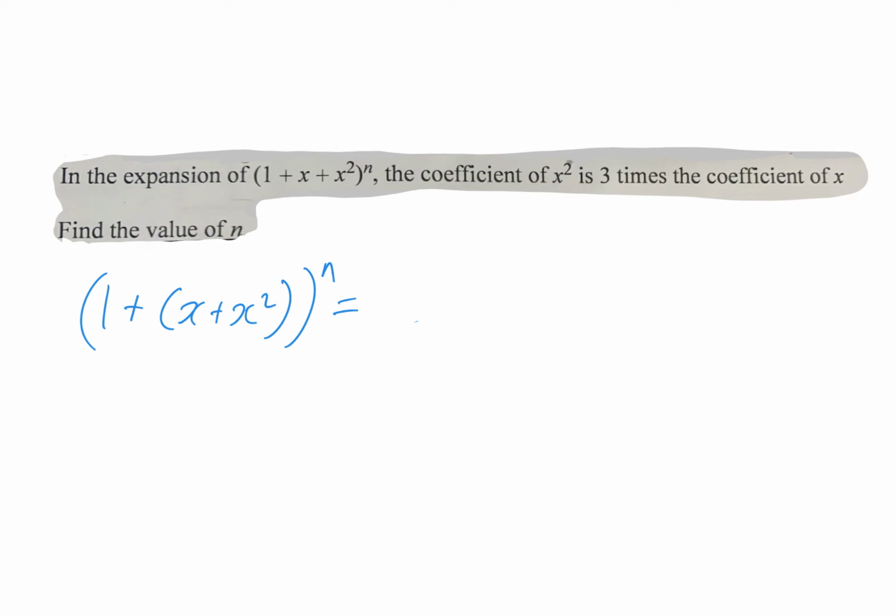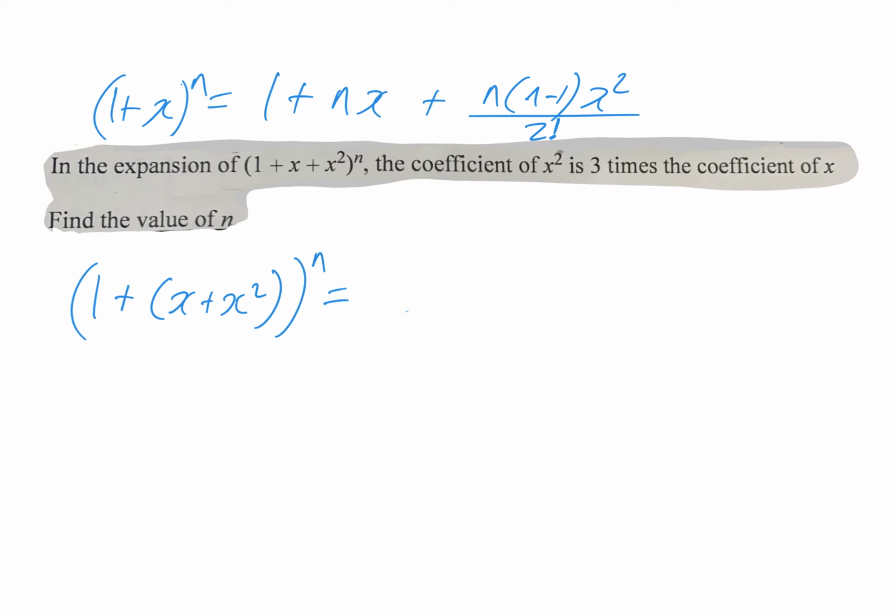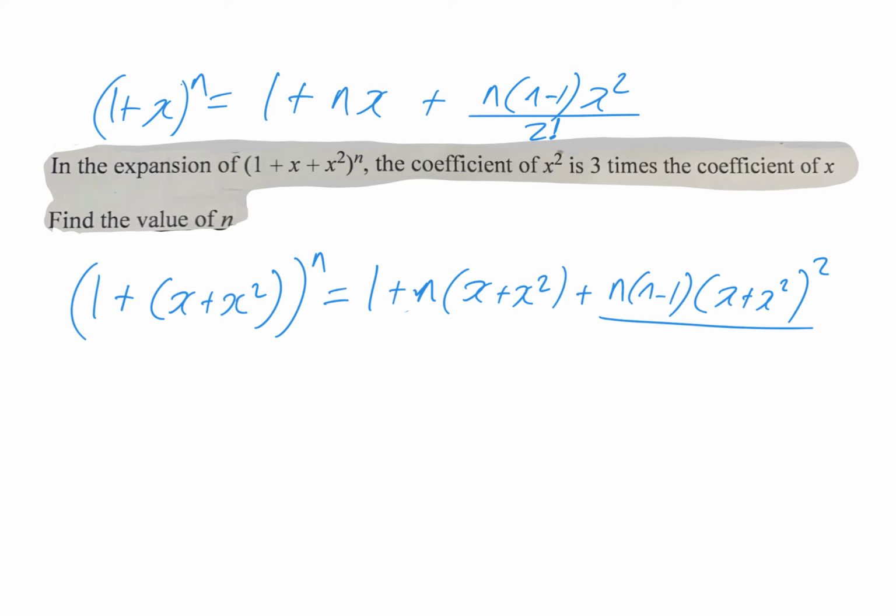In the back of my mind, I've got that (1 plus x) to the power of n is equal to 1 plus n times x plus n times n minus 1 times x squared over 2 factorial. That's what I'm going to be using in this question. So if I expand, it's 1 plus n times my x, which is x plus x squared. That's why we wrote it in a bracket. And then plus n times n minus 1 times (x plus x squared) squared, all over 2 factorial. I'm going to write my 2 factorial as 2 to make life a little bit easier.